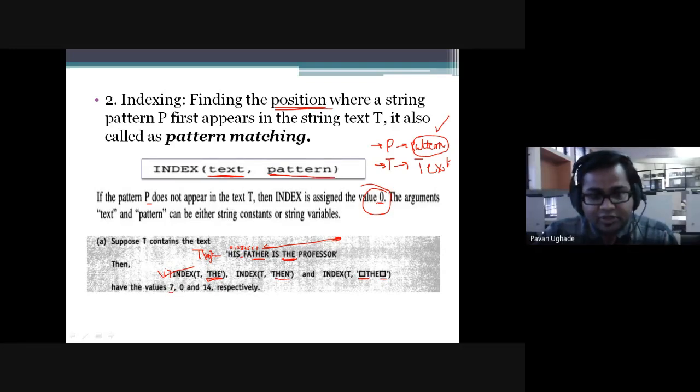Say 1, 2, 3, 4, 5, 6, 7. If you start from the first position, because position always starts from 1, it never starts from 0. Index value will start from the 0th. Okay, so H 1, 2, 3, space 4, 5, 6. The first "the" starts from the 7th. So "the" is available, and you will be getting this answer 7. "then" is not a part of this. So as we have discussed, it will return the value 0.